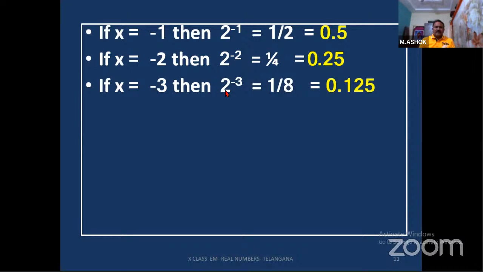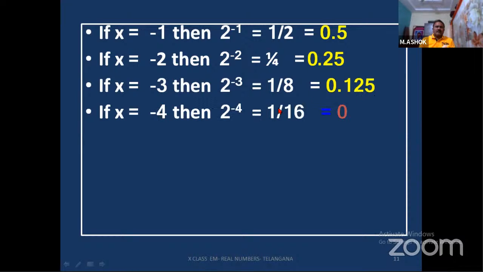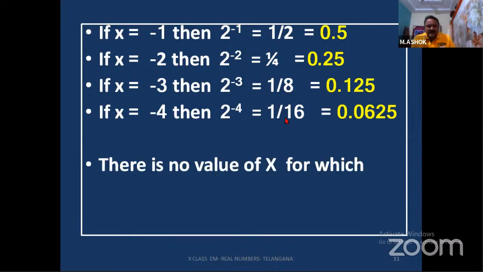Take one more value, x equal to minus 3. Then 2 to the power of minus 3 becomes 1 by 2 cube, which is 1 by 8. If you divide 1 by 8, the answer is 0.125. If you write x equal to minus 4, then also we are not getting 0. 2 to the power of minus 4 is 1 by 2 to the power of 4, and dividing 1 by 16 gives 0.0625. That means there is no value of x for which 2 to the power x equals 0.